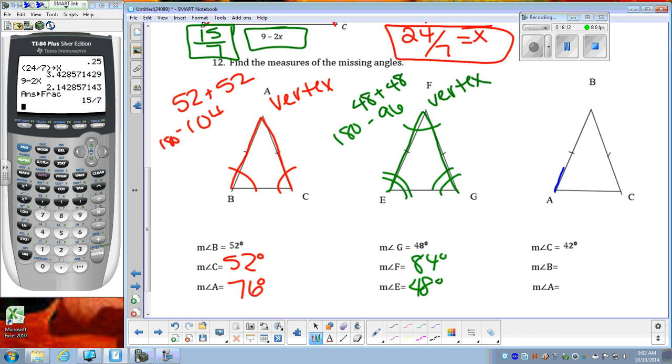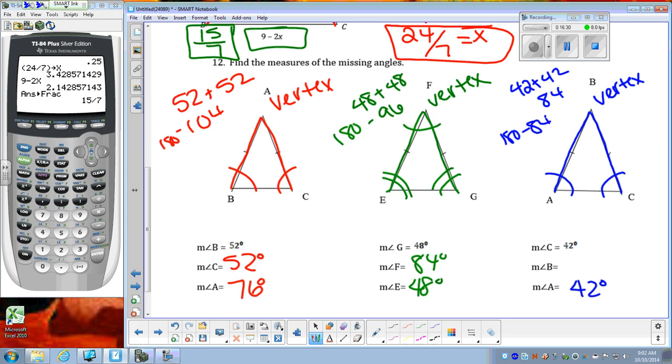Next one, I know AB is congruent to BC, so B is my vertex. So I know that A is congruent to C. Well, this time I'm given angle C is 42 degrees, so I know angle A is 42 degrees. 42 plus 42 is 84. 180 minus 84 gives me 96, so I know the angle B is 96 degrees.